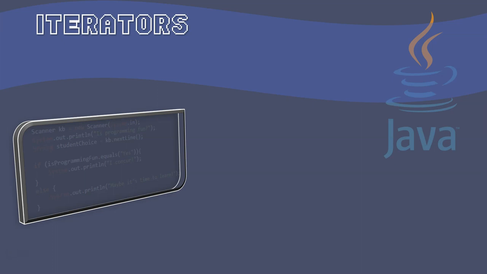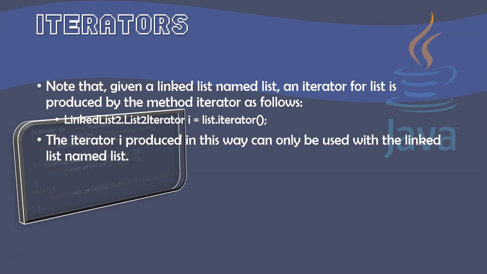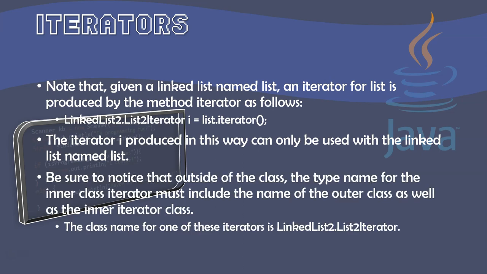With those iterators, you'll note that given a linked list named list, an iterator for a list is produced by the method iterator as follows. We could say LinkedList2.List2Iterator i = list.iterator(). Because it's an inner class, we have to follow this format. The iterator i produced in this way can only be used with the linked list that is named list. Outside of the class, the type name for the inner class iterator must include the name of the outer class as well as the inner class. The class name for one of those iterators is LinkedList2.List2Iterator, and of course that is this part right here of our type.